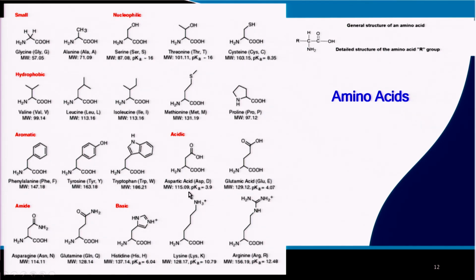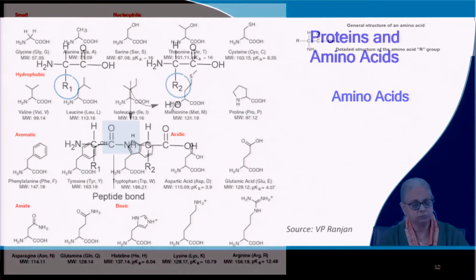And then you have the acidic ones: aspartic acid and glutamic acid. You have the amides, asparagine and glutamine. And then you have the basic ones: histidine, lysine and arginine. So these are the 20 common amino acids that are going to be participating in the formation of the primary structures of the polypeptide strands, and then the nature of these functional groups will determine how the proteins fold within themselves and around the other polypeptide strands. So this is crucial to the bioactivity of proteins.